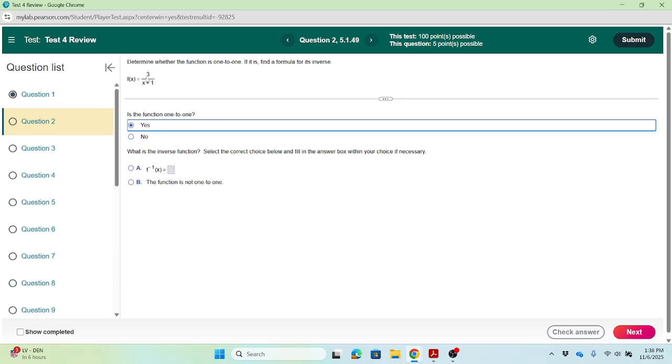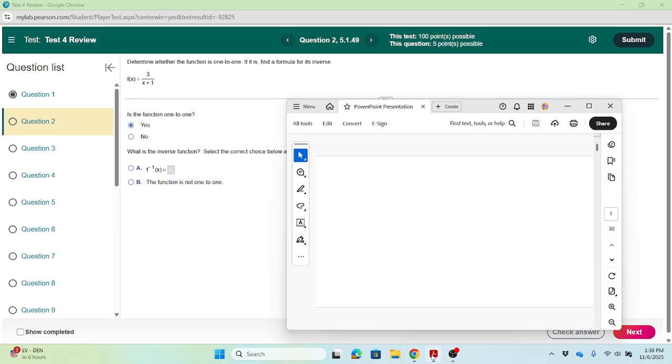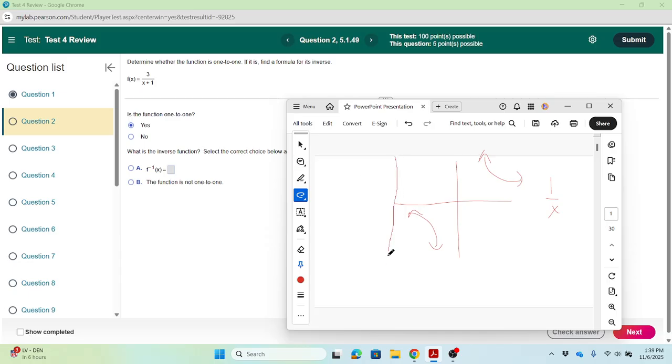Is this a one-to-one function? Definitely it's a rational function. It's a reciprocal function, so it's supposed to be one-to-one. If you try to plot the graph of reciprocal function, we know it's supposed to look like this. This is the graph of 1 over x, and this is the shifting to the left 1 unit. So the graph would not change, so it's a one-to-one function. And how do you find the inverse? So there are steps you need to follow.